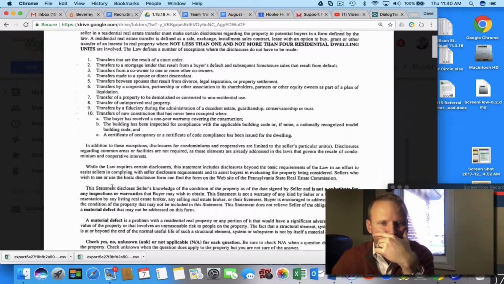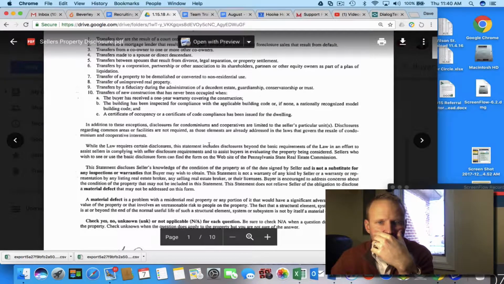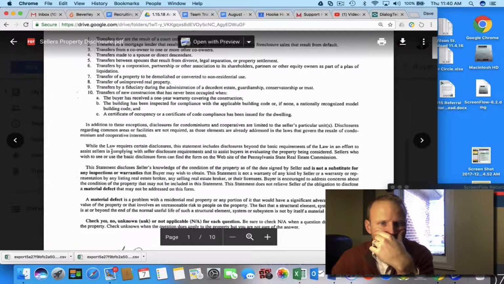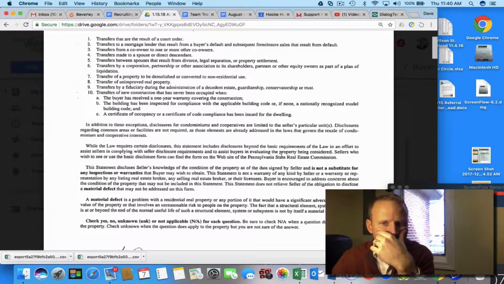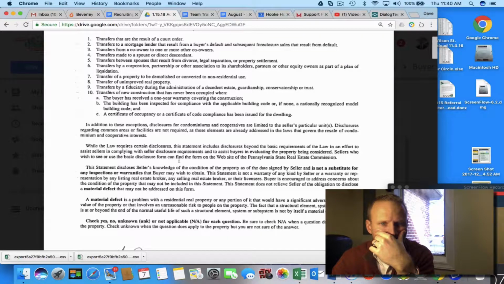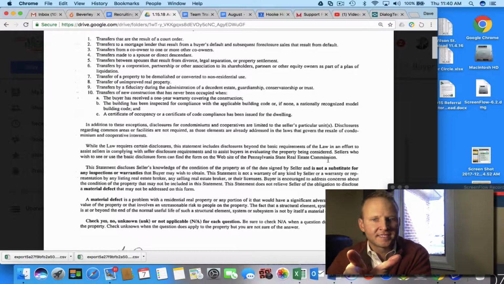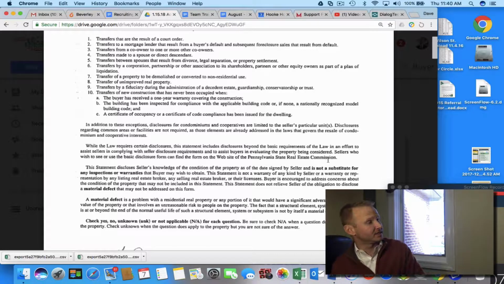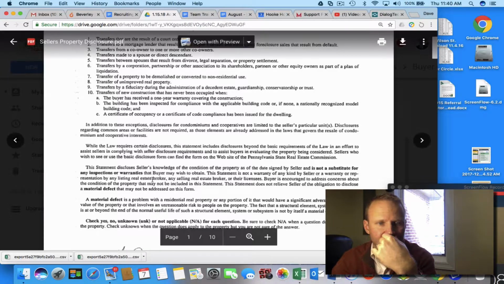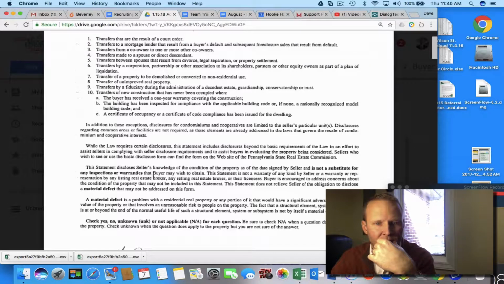Disclosures regarding common areas or facilities are not required, as those elements are addressed in the laws that govern the entire association. While the law requires certain disclosures, this statement includes disclosures beyond the basic requirements of the law in an effort to assist sellers in complying with the requirements and to assist buyers in evaluating property. Sellers who wish to see or use the basic disclosure form can find the form on the website of the Pennsylvania Real Estate Commission. So this goes way beyond the requirements, is what it's saying. Mm-hmm.